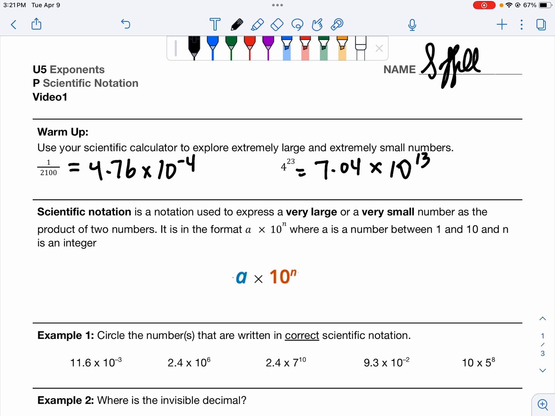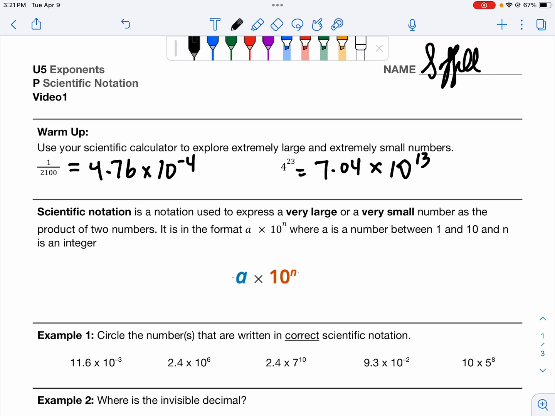Because sometimes scientists are dealing with the distance from the Earth to the sun, which is a very large number, or they're dealing with very small numbers, like the width of a human hair. So scientists developed a way to deal with very big numbers and very small numbers.